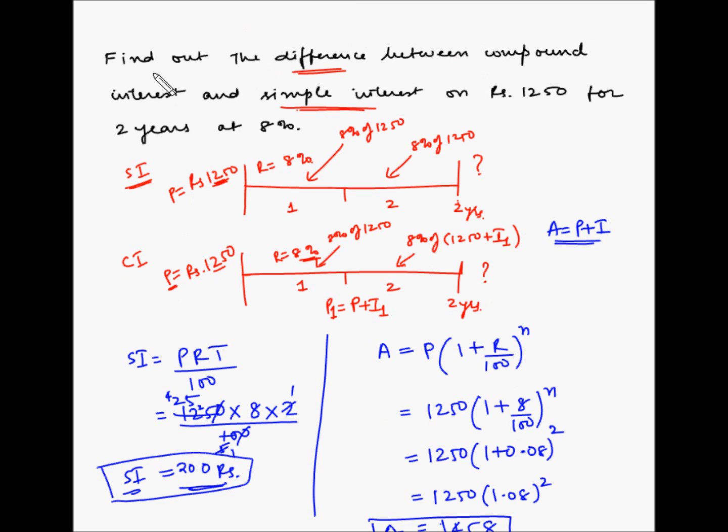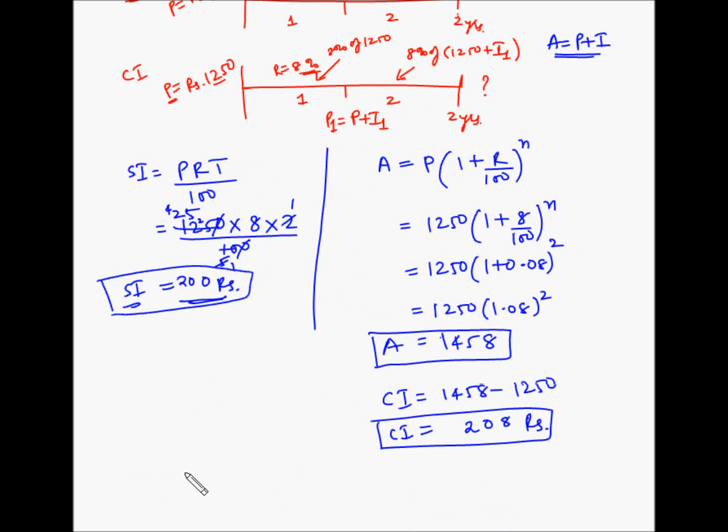Now we have been asked to find out the difference between the compound interest and simple interest. So the difference is equal to 208 minus 200, which is equal to 8 rupees.